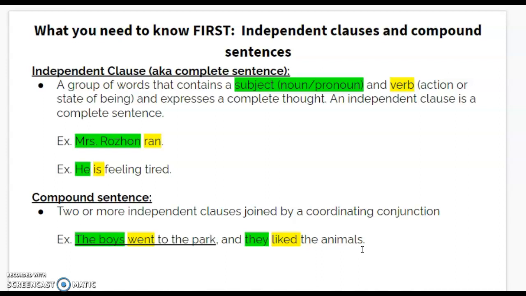So an example is the sentence, Mrs. Rosen ran. That's considered an independent clause. It's a complete sentence.